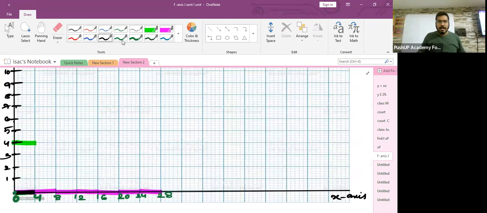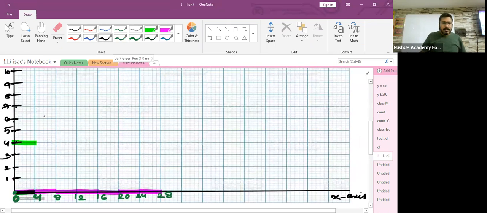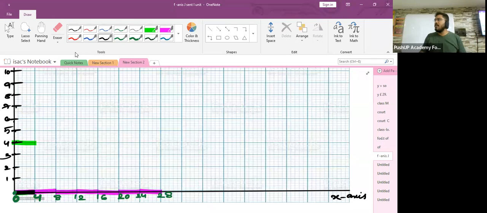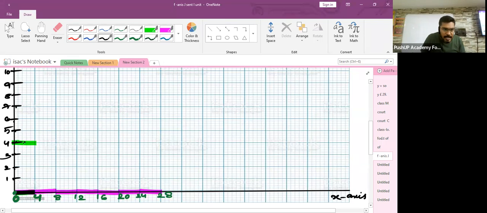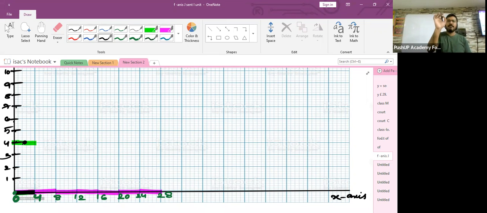So listen to me very carefully. Children, the rule of frequency polygon says you have to plot the point exactly in the middle of the class interval. So can I say this is exactly the middle of the class interval? 0 to 4, and this will be exactly the middle of the class interval. I'm teaching you how to show the first frequency on the graph paper. Can you do it, Sean?